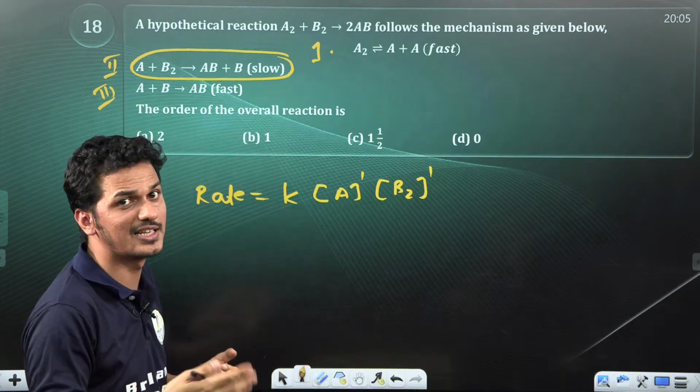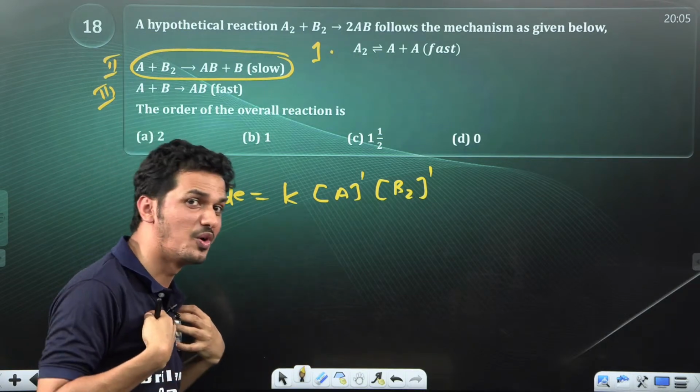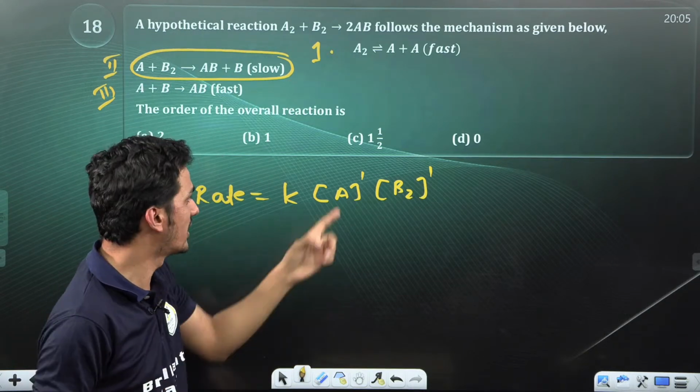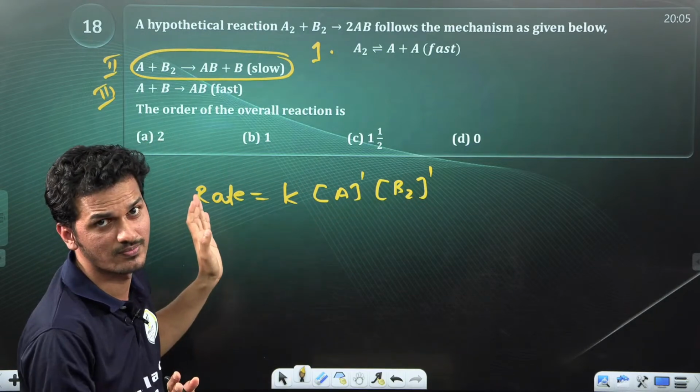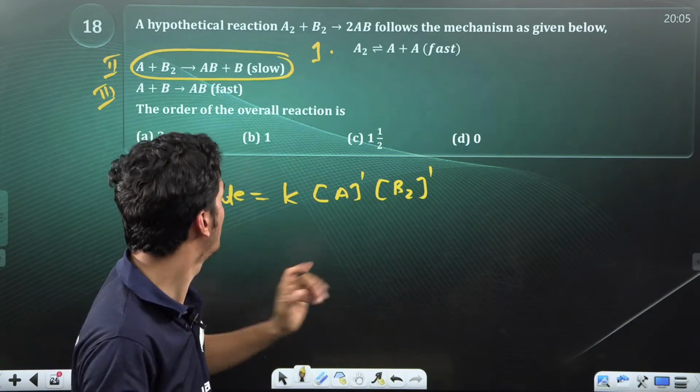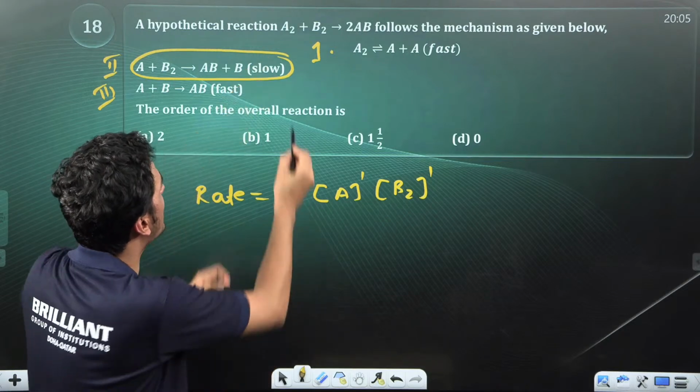So the students may be thinking, yeah, we got the rate law. Now the order is 1 plus 1, 2. First option will be 2. That is wrong. You are doing it wrong. You have to think like this. This is your main equation.